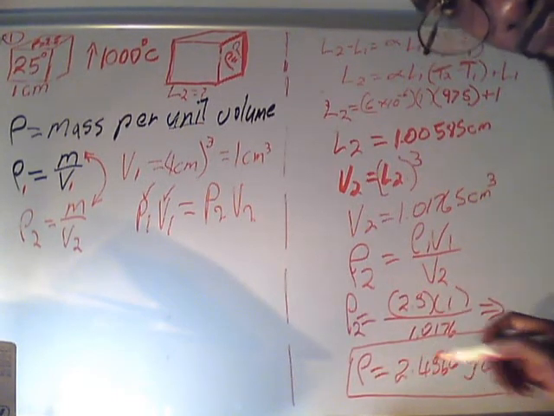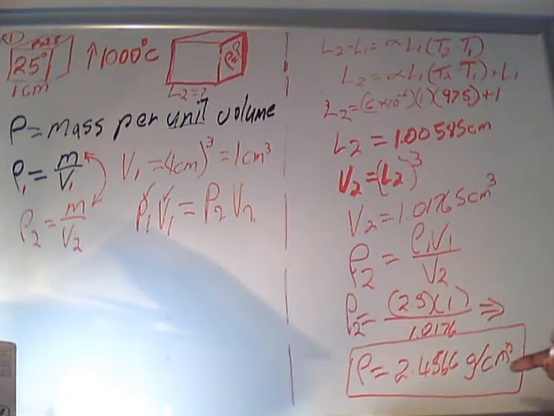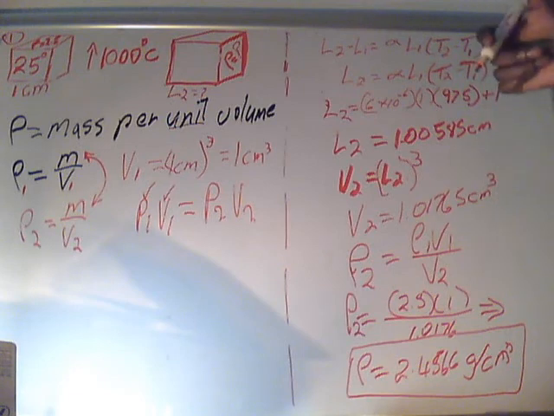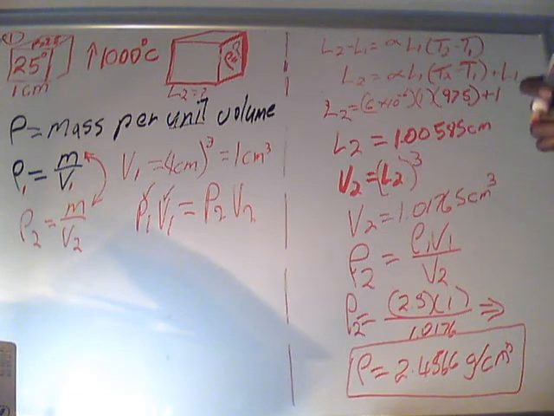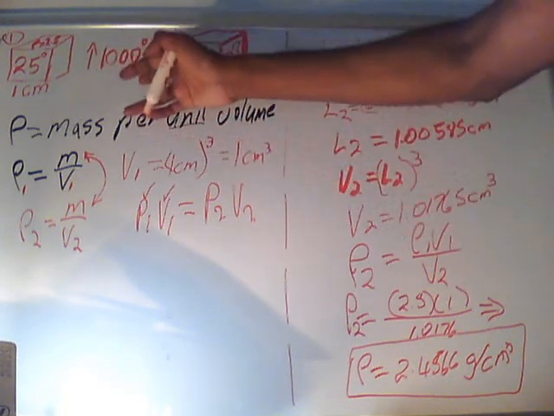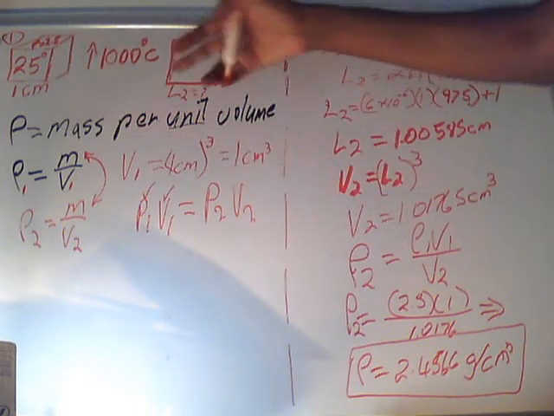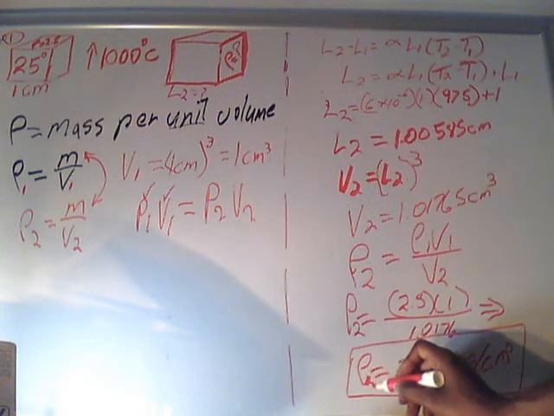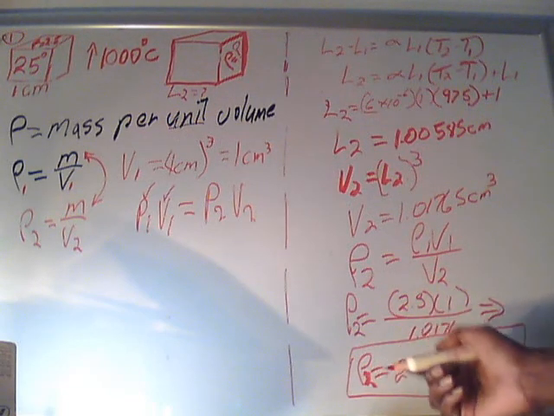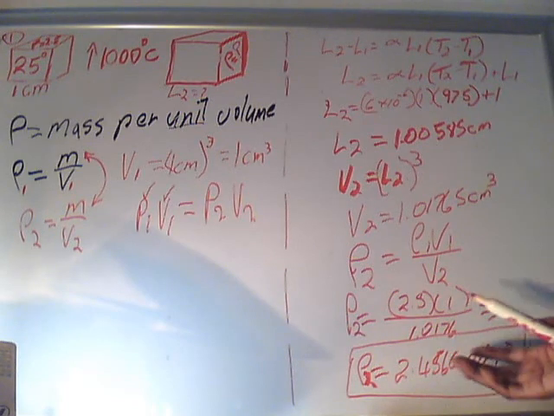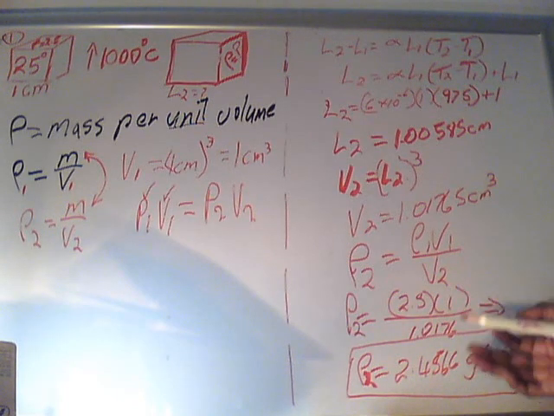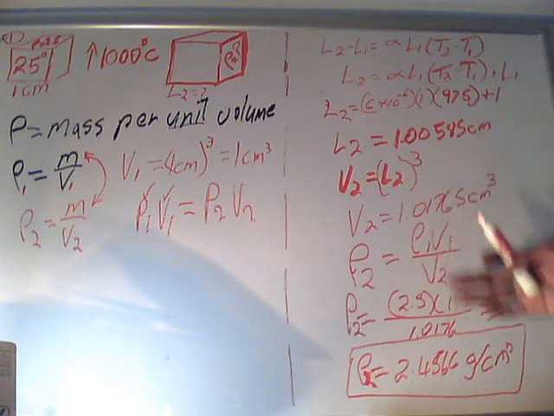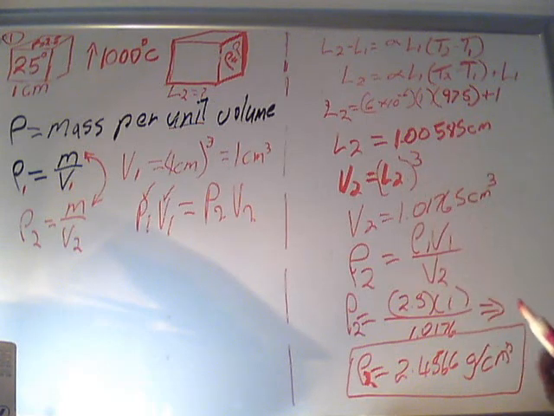All right, see that? Now we can do a little check just to make sure we're right. We know that if you raise the temperature on some volume, the density is going to go down. We started out with a density of 2.5. We raised the temperature, and now we've got an answer that says the density rho 2 is equal to 2.456. So it did go down. So we can feel comfortable our answer is right because logically, there's a check there.